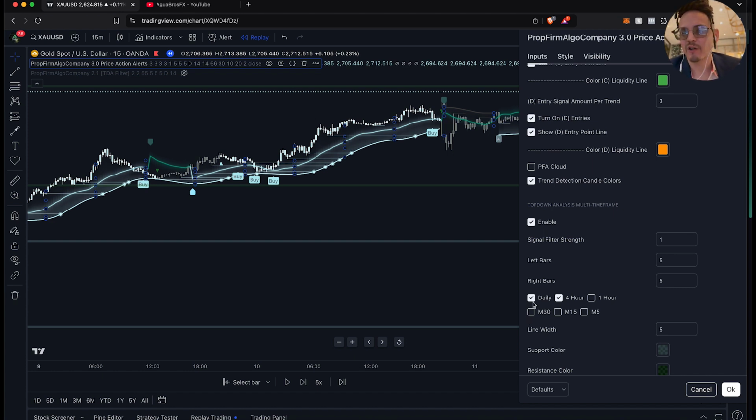By turning this on, all I really need to look at, and the only thing I care about, is the daily and the 4-hour support and resistance. So I have that turned on, but notice that we're trading on the 15-minute time frame. So I'm trading on the 15-minute, right? But we're looking at the higher time frame support and resistance.